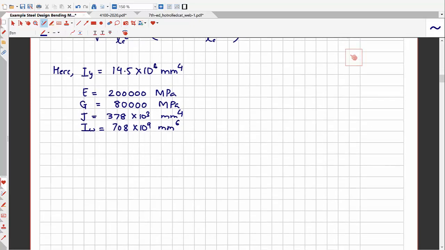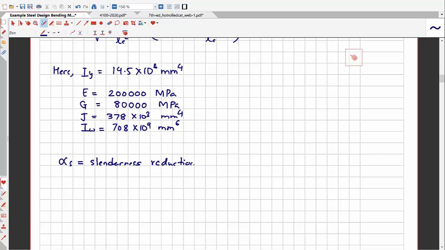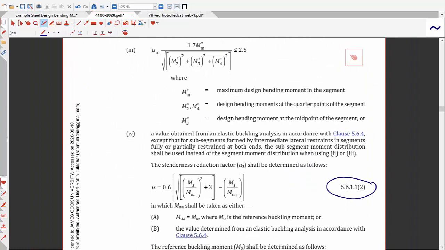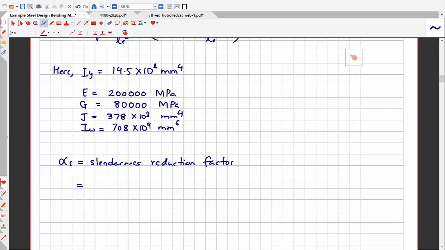With that, we can now find alpha S, the slenderness reduction factor. So alpha S, or slenderness reduction factor, is given by AS4100 again. So let's have a look at AS4100 here. The alpha S is given by this equation, as you can see here. So that is what we have for alpha S. We just plug into this equation and we find the alpha S factor from there. So it is 0.6.